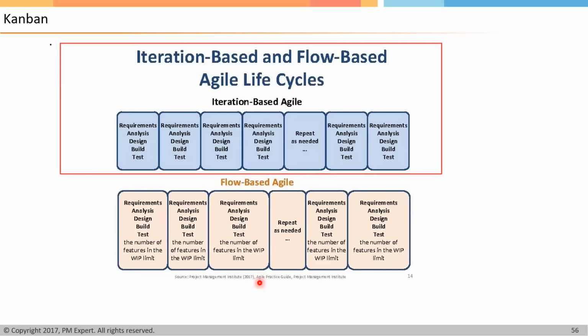Again, Lean will always be combined with Kanban. So Kanban can be used standalone, and Kanban can be used with Scrum also. When you use Kanban and Scrum together, this is iteration-based Agile, and only Kanban is flow-based Agile. Now, is the difference between iteration-based Agile and flow-based Agile clear to all of you?